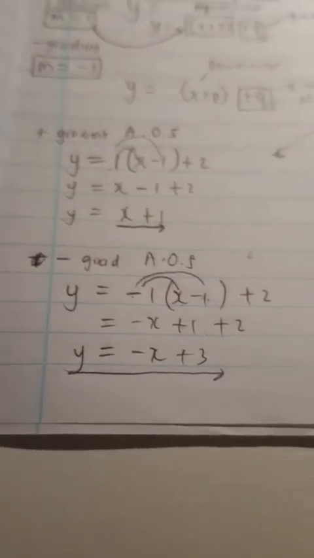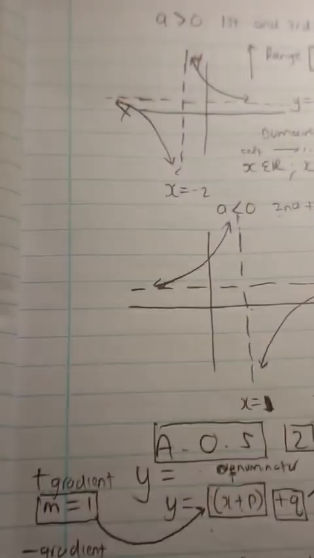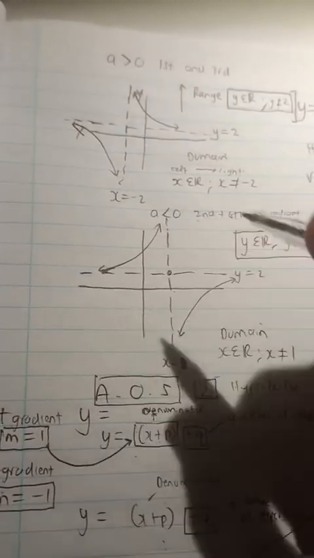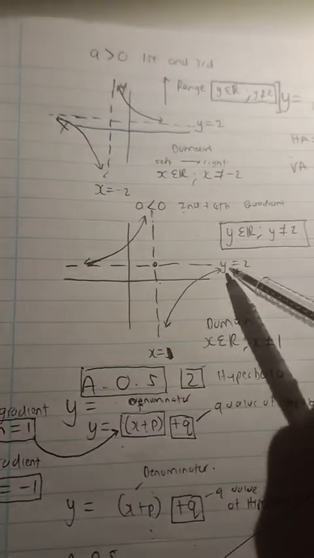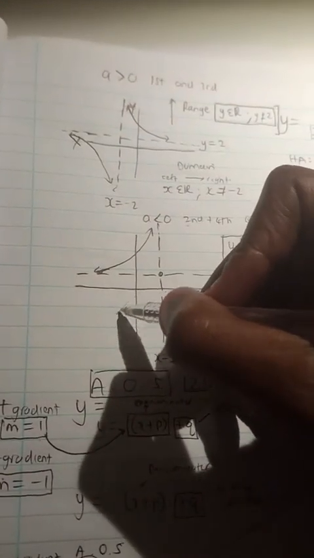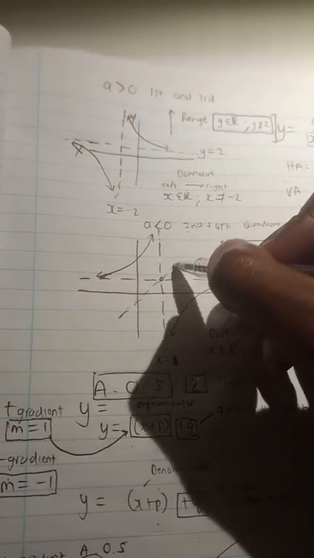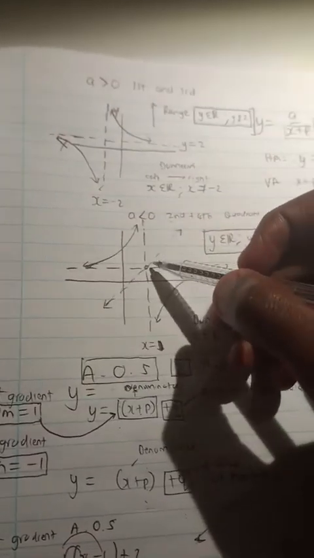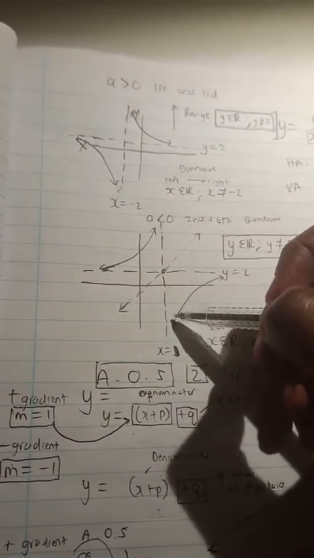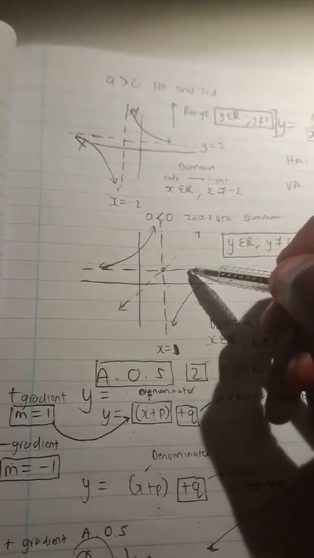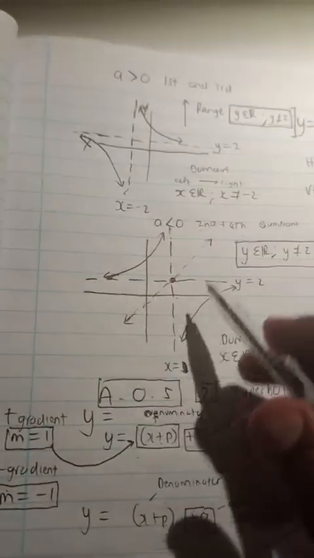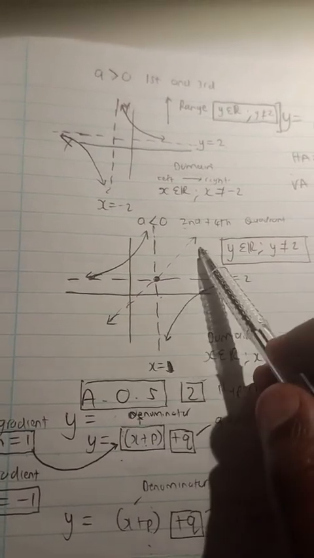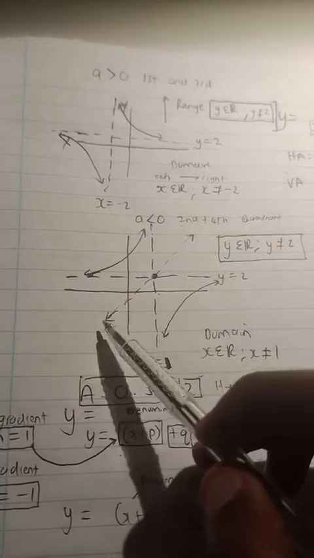Let us just look at how we represent this when we draw a straight line. When you draw it, it is a straight line that passes through where the two asymptotes intersect. The point of intersection of these two asymptotes is where this positive gradient axis of symmetry will pass through.